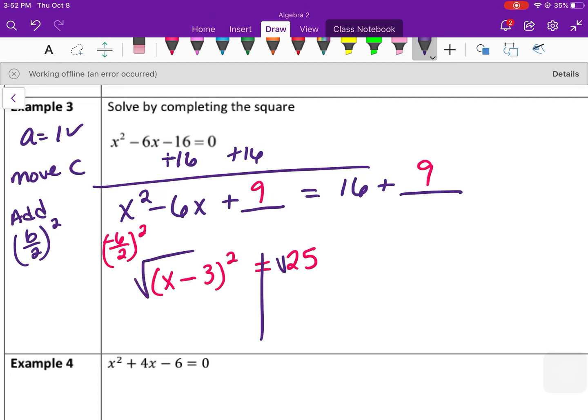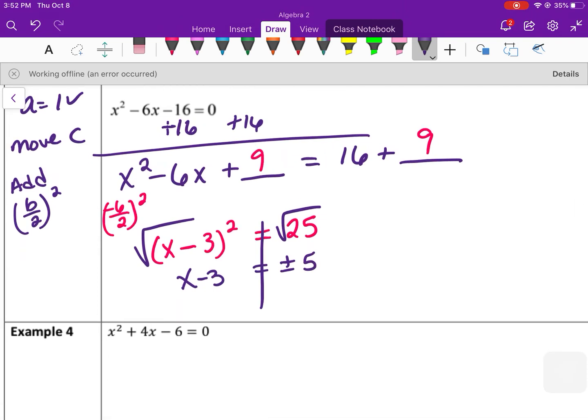So square root both sides, and you get x minus 3 equals plus or minus 5, the square root of 25. Add 3, and we're going to get x equals 3 plus 5 is 8, and 3 minus 5 is negative 2. So you have two answers here, x equals 8 and negative 2.